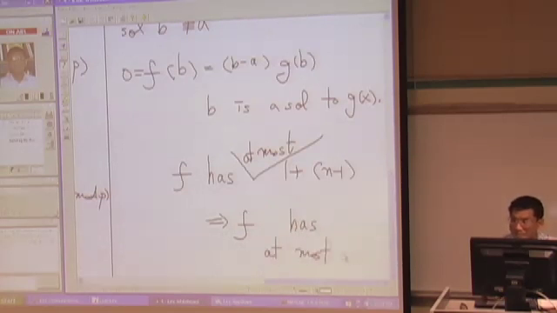So this is the important theorem called Lagrange theorem. Lagrange theorem. So let's type it.